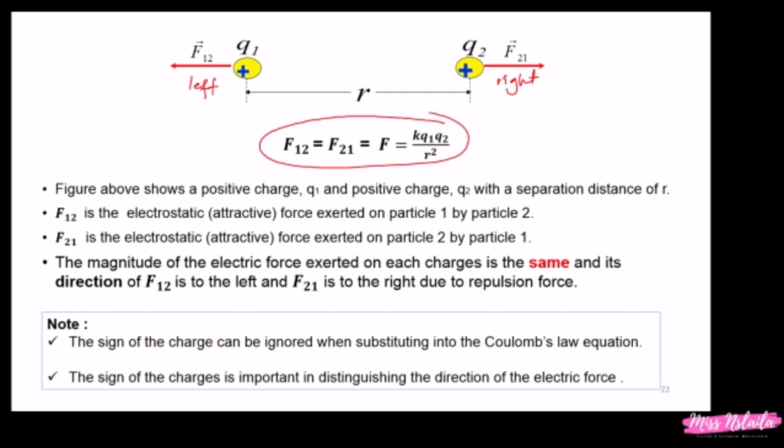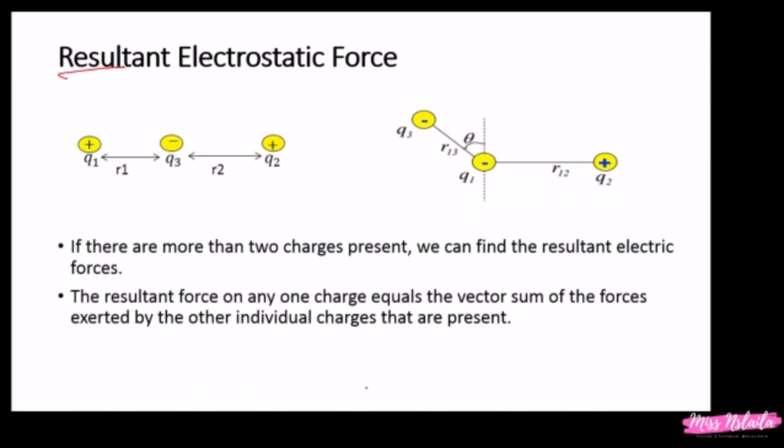Take note that the sign of charge can be ignored when substituting into the Coulomb's law equation. Okay, tak kisahlah dia positif ke, dia negatif ke, you can ignore the sign. The sign can be used to determine the direction of the force. What if we have more than two charges? Thus, we need to find the resultant or total electrostatic force that is exerted on that charge.